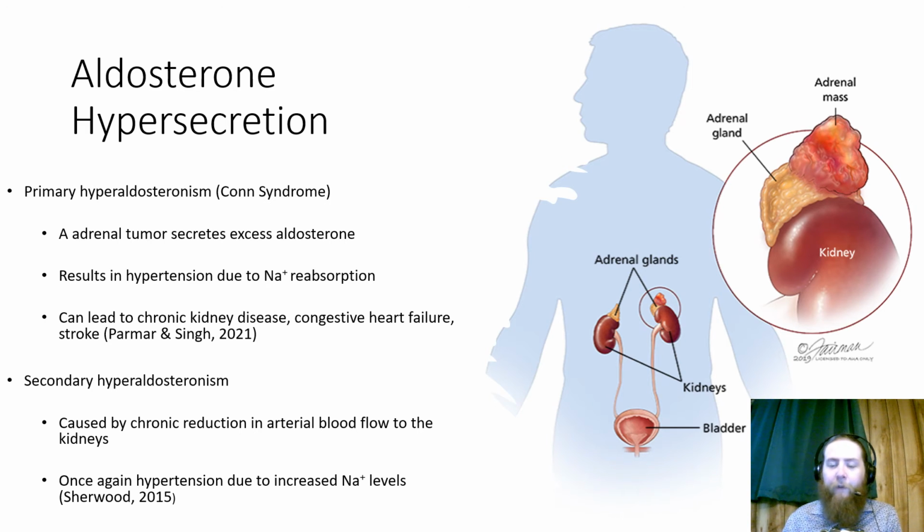It is very stressful for the heart to pump all that extra stuff. It increases the risk of strokes. All that stuff we'd expect to see with hypertension. And then secondary hyperaldosteronism, this is caused by chronic reduction in arterial flow to the kidneys. So we're getting reduced blood pressure to the kidneys, we're getting that aldosterone secretion, and once again we're getting that hypertension due to these increased sodium levels.